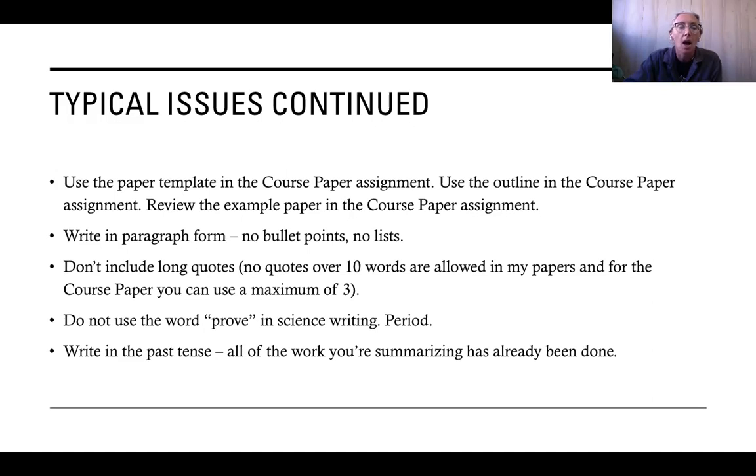Don't do them. We want to avoid using the word prove in science writing, period. Just don't use it. You may want to say that the results supported a hypothesis. That's fine, but they don't prove a hypothesis. Also, all of your writing should be in the past tense because all the work you're summarizing has already been done. It's already been published. Everything should be in the past tense.